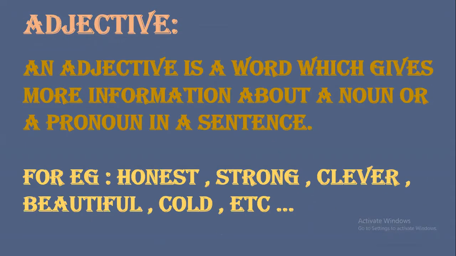Adjective. An adjective is a word which gives more information about a noun or a pronoun in a sentence. For example, honest, strong, clever, beautiful, cold, etc.